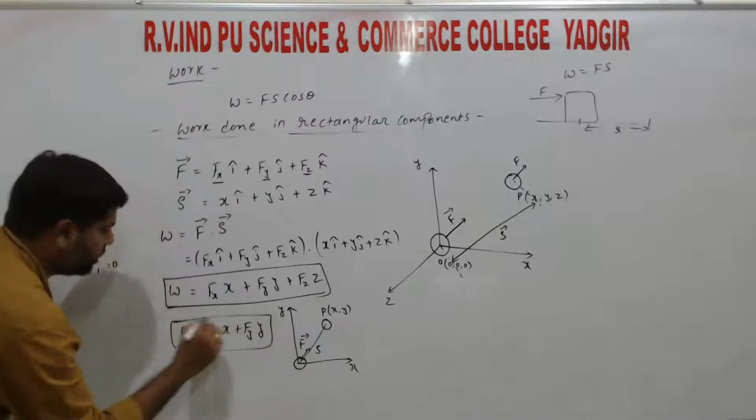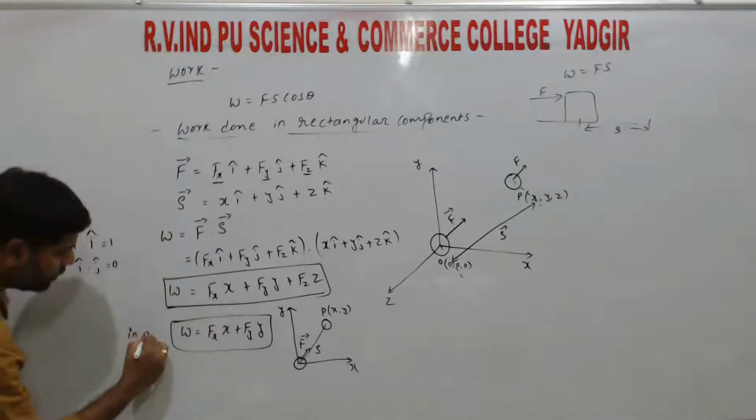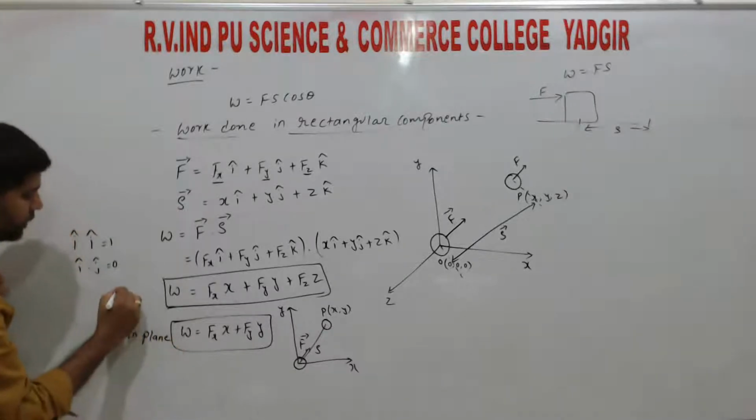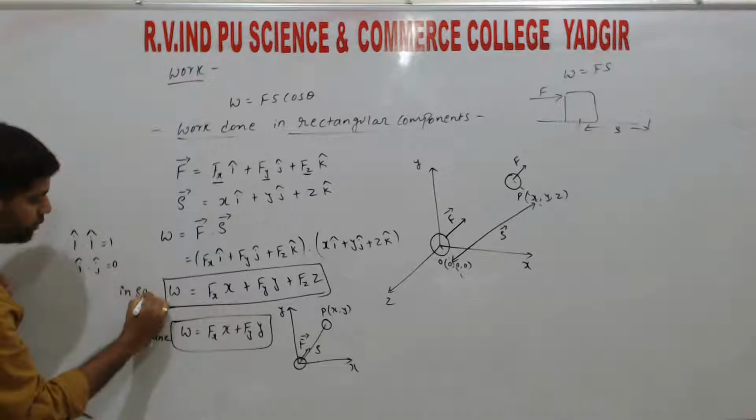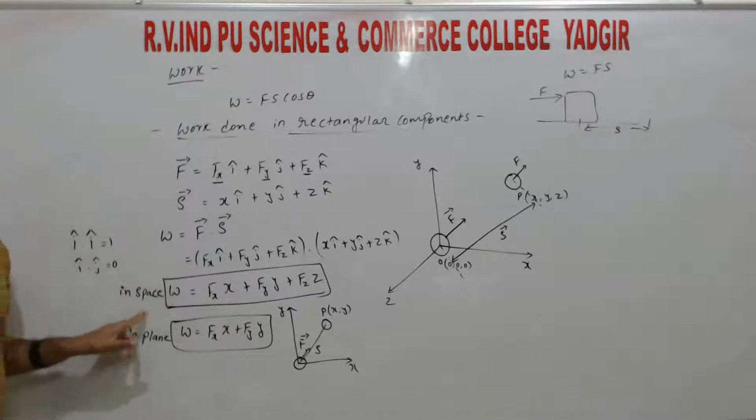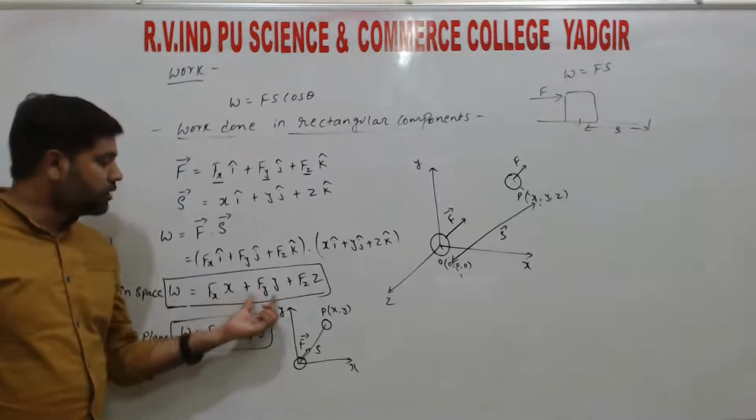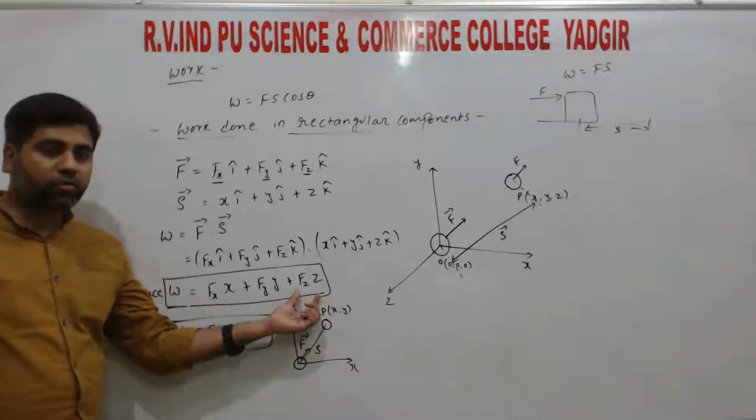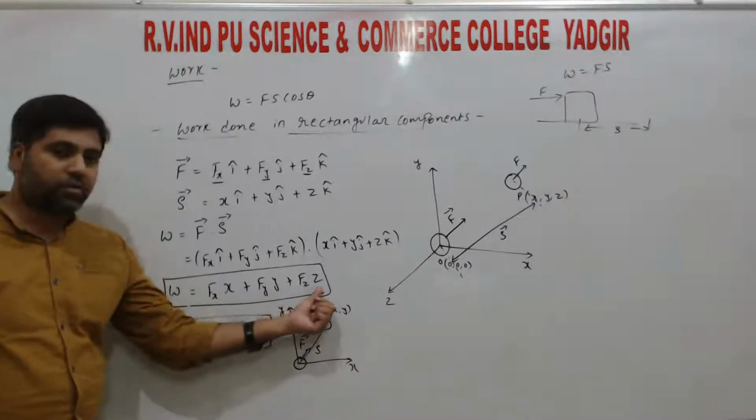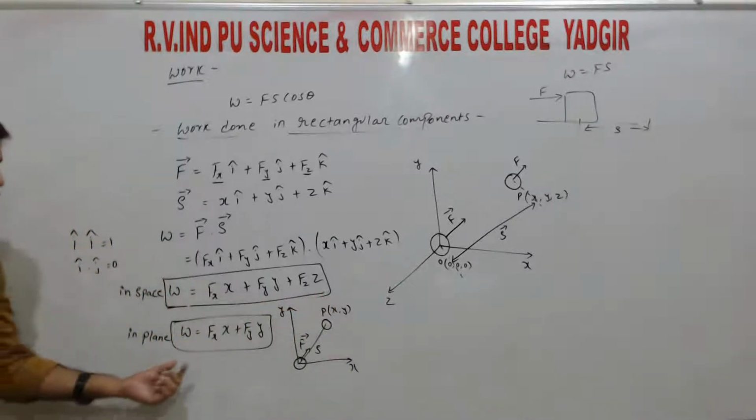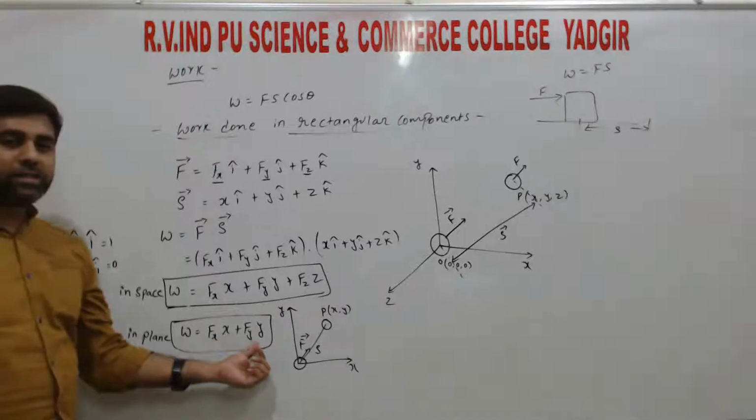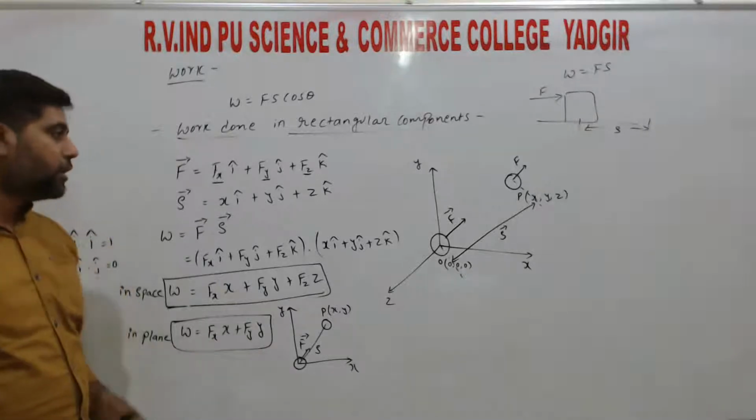So this is in a plane. This is in space. So in space, when we consider work done, we use the three coordinate system x, y, z. When we consider a plane, only two coordinates, x and y, right?